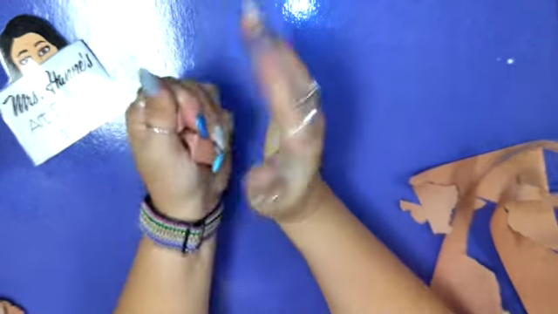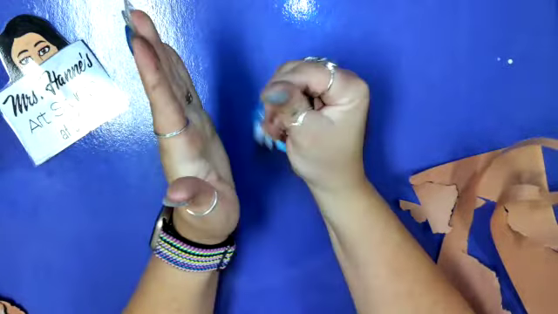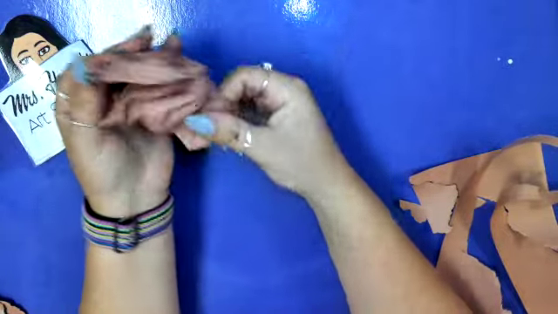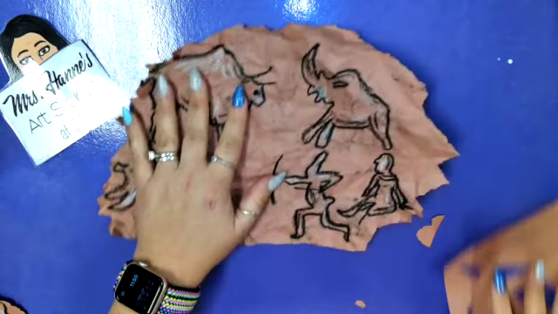And the last thing we're going to do is we're going to crumble this up. Really tight ball. Squeeze it, squeeze it, squeeze it. This will make it look old and messy. And then we're going to open it up and flatten it out. And then we're going to have a cave drawing.